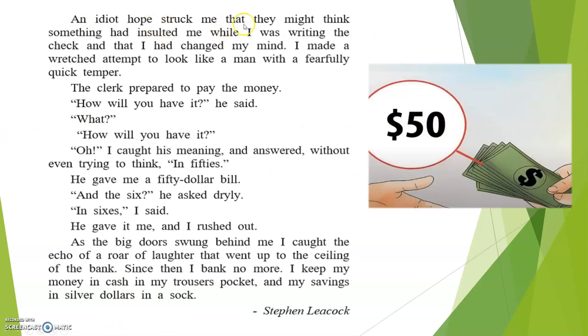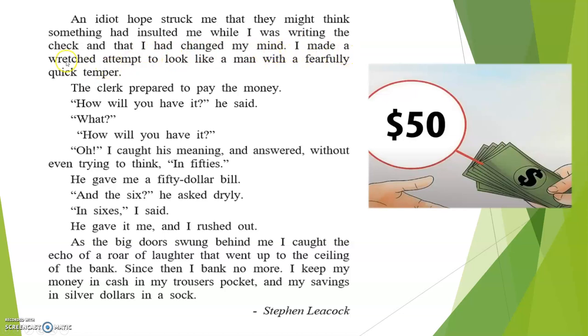An idiot hope struck me that they might think something had insulted me while I was writing the check, and that I had changed my mind. I made a wretched attempt to look like a man with a fearfully quick temper. The clerk prepared to pay the money. Now, he felt like an idiot, like a stupid person. He thought that they will think that I was insulted, therefore I am writing the check, and that therefore I have changed my mind.